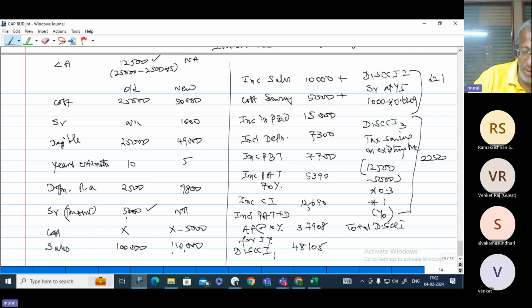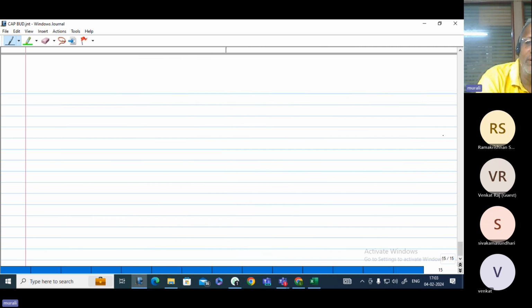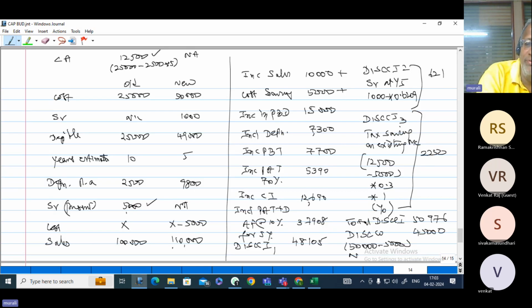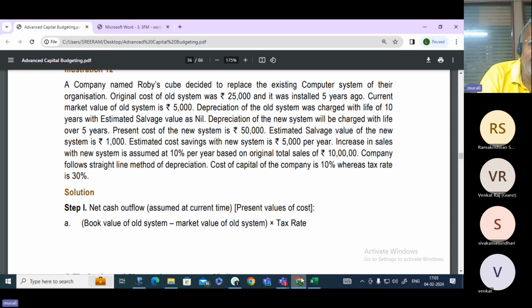So total discounted cash inflow, 48,105 plus 621, how much is that? 50,976. Discounted cash outflow is 50,000 minus the salvage value of the other one, minus 5,000, which is going to be 45,000, which results in an NPV of 5,976. What is the answer?